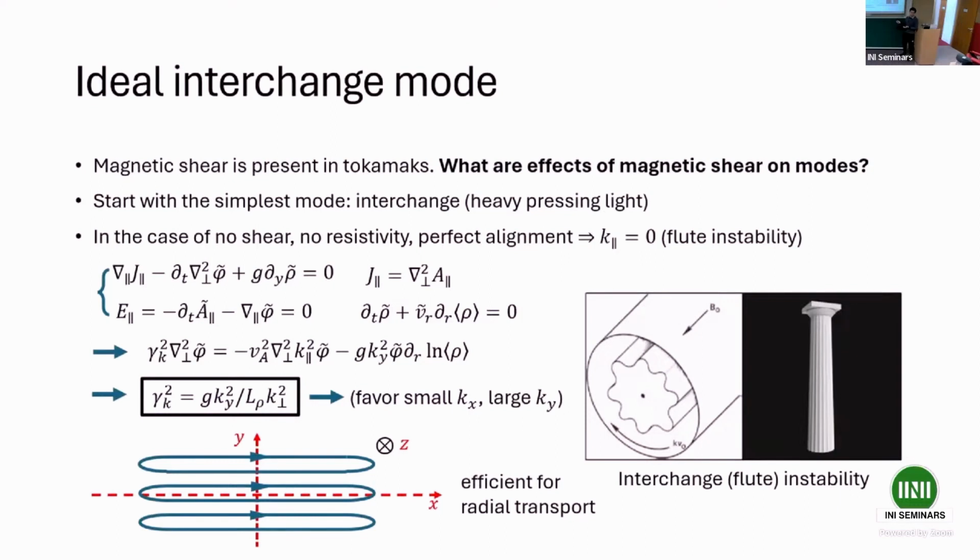These equations are just the ideal MHD equations, and by simple algebra we can get the eigenmode equation, and finally it yields the growth rate of the mode. As we can see, this growth rate is proportional to ky squared and inversely proportional to k perp squared. So it favors small kx and large ky. A mode with small kx and large ky has a very large growth rate. As shown in this picture, a mode with a very long extent in the radial direction is favorable, and at the same time it alternates very quickly in the y direction. So this kind of mode is efficient for radial transport.